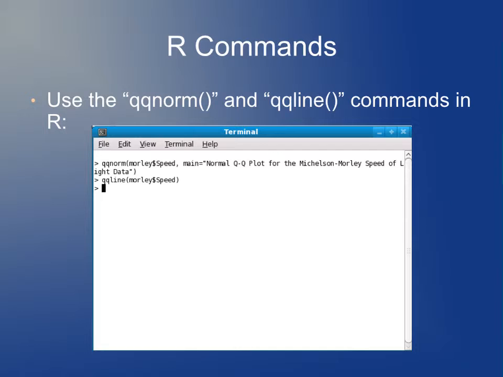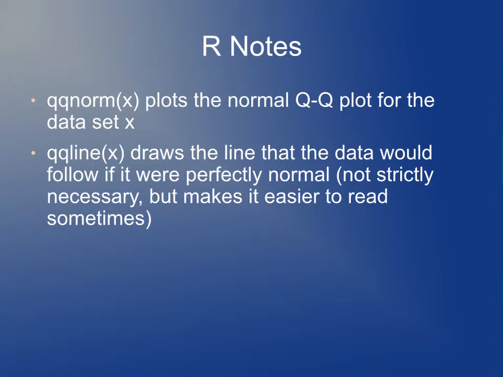The commands that you need are QQ_norm and QQ_line. I did this on the Michelson-Morley data from a few lectures back, and I'll show you the plots here in a minute. But just so you know what these commands mean, if you say QQ_norm of X, that'll plot the normal QQ plot for a data set X, and QQ_line will draw the line. We'll draw a line that the data would follow if it were perfectly normal. You don't really have to add the QQ line, but I normally do because it makes the graph easier to read. I suggest you do the same.